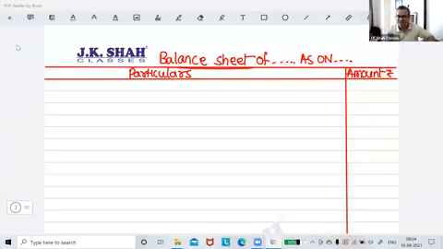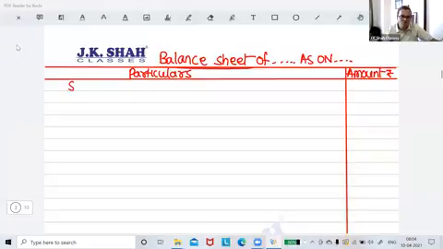So let's first talk about the balance sheet. After the balance sheet, we will take a small break. Okay. So what we discussed is that we will have two parts. One, sources of funds. Other, application of funds. Okay, fine. Let's go ahead. So we are going to say sources of funds.